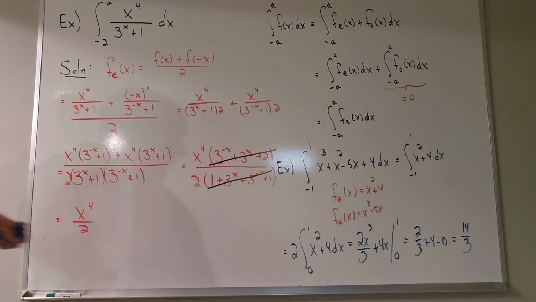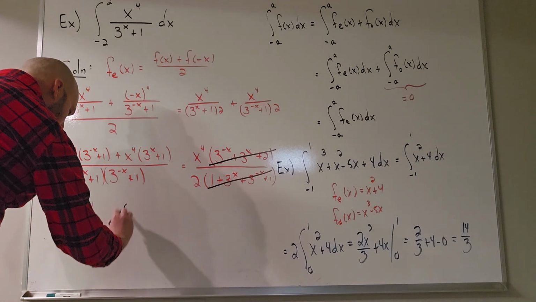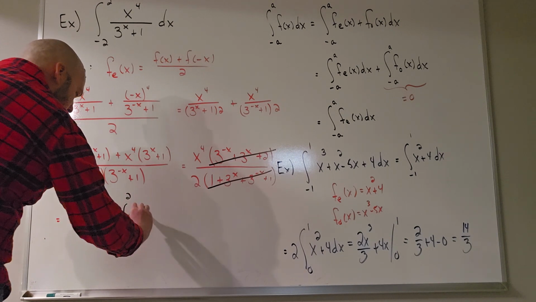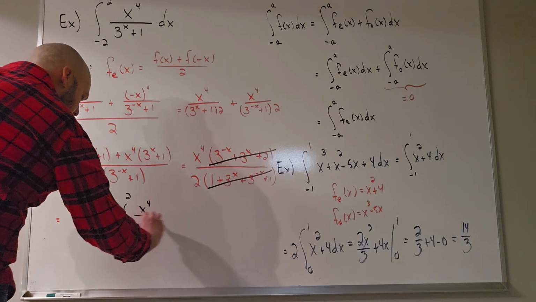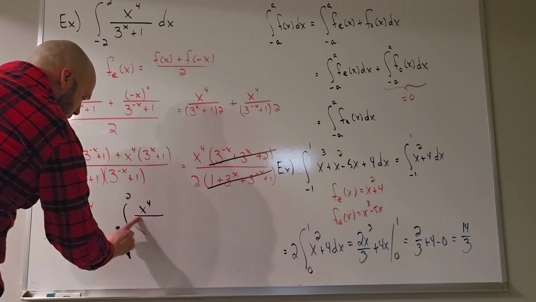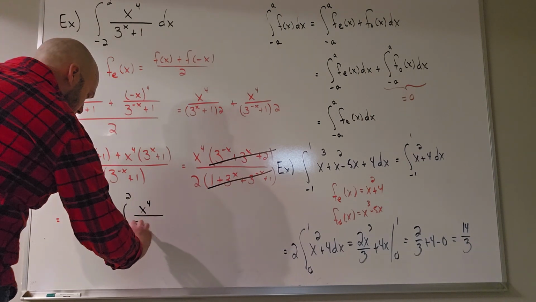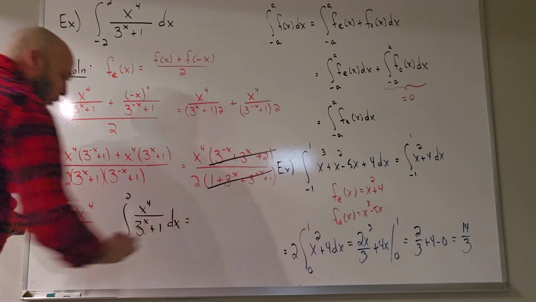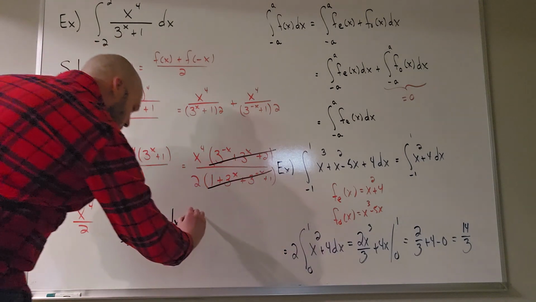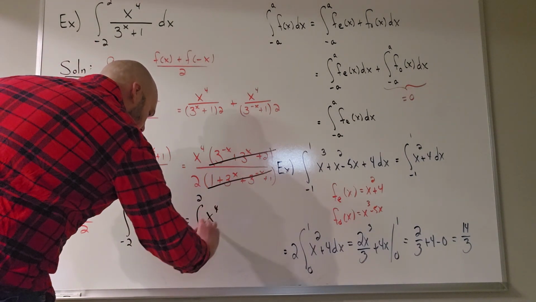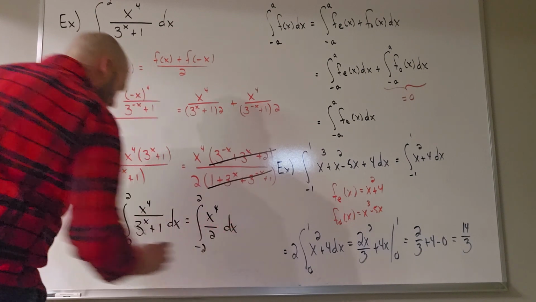And that's super easy to integrate, so let's go ahead and do it. Therefore, the integral from -2 to 2 of x^4 over 3^x + 1 dx, so there's our original integral, is the same thing as the integral from -2 to 2 of x^4 over 2 dx.